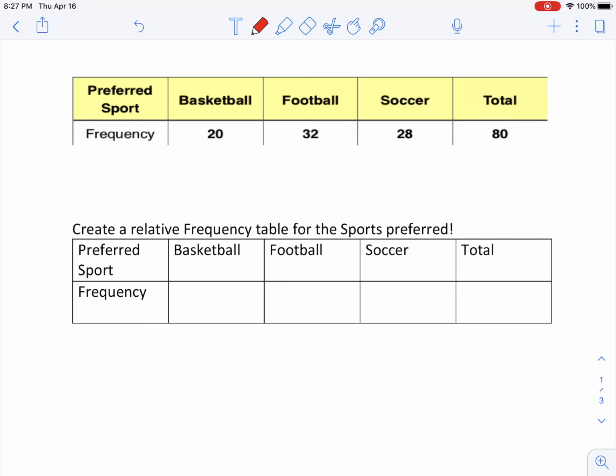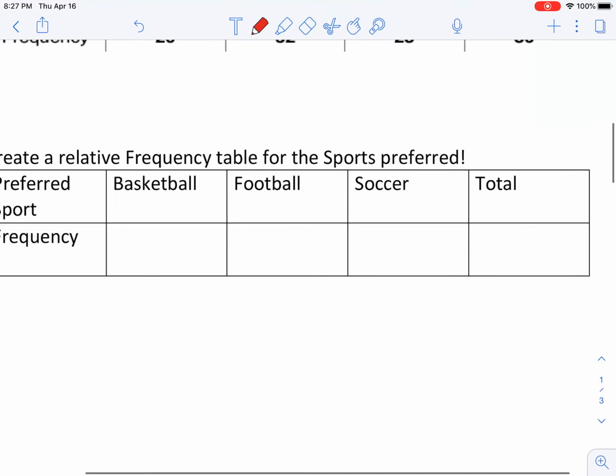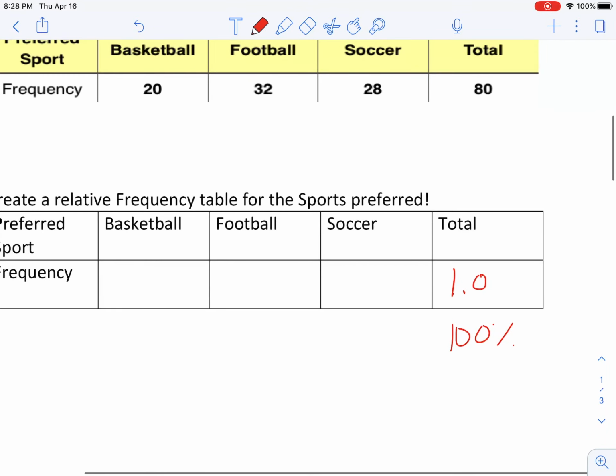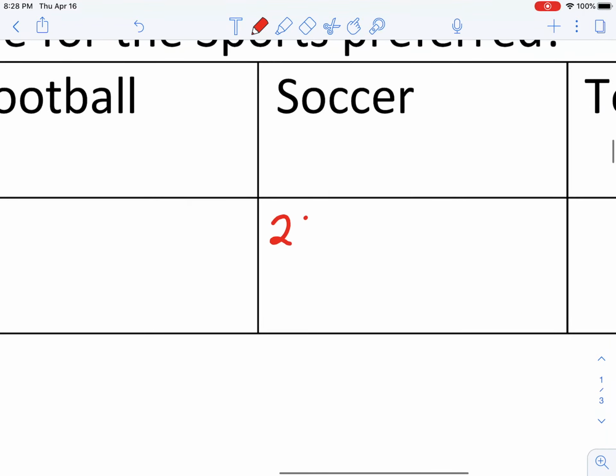Well, what a frequency table is essentially telling us is the percentage of people that prefer those specific sports. So the very first thing you need to know is that in a relative frequency table, the total should always be 1.0. The reason for that is because as a percentage, that is 100%, if you were to move the decimal over. So a relative frequency table always adds up to 100%. Then to fill in the blanks, all you have to do is take the number that's up top and divide it by the total.